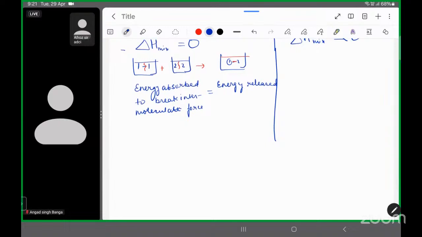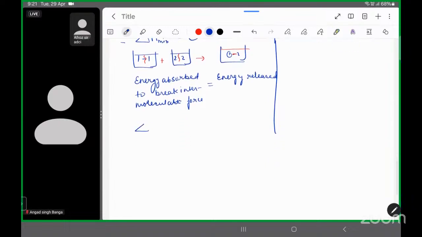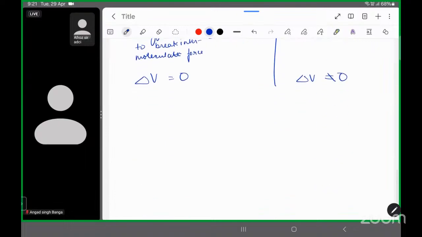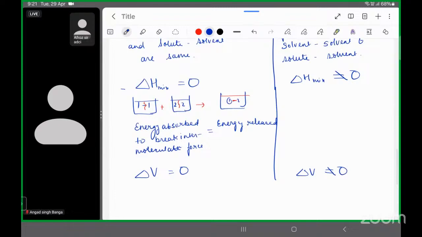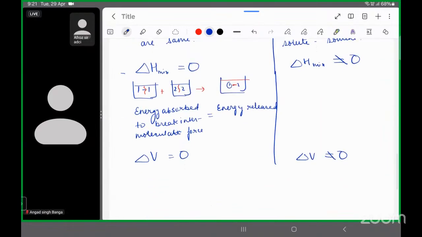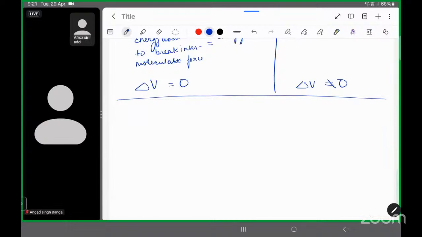Next part is delta V is equal to 0. It means because the interactions are the same, the distance between the particles remains the same and the volume remains the same. And here delta V is not equal to 0. Got it? Now we will see their examples, which are very important for the exam. Before that, we'll discuss non-ideal solution.